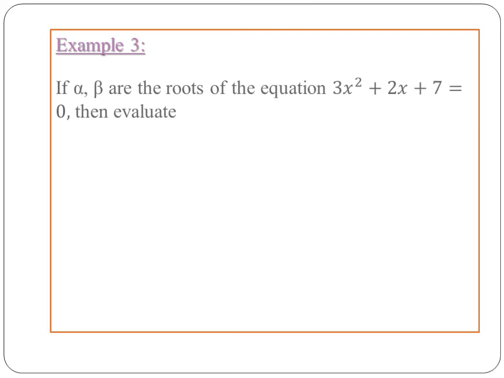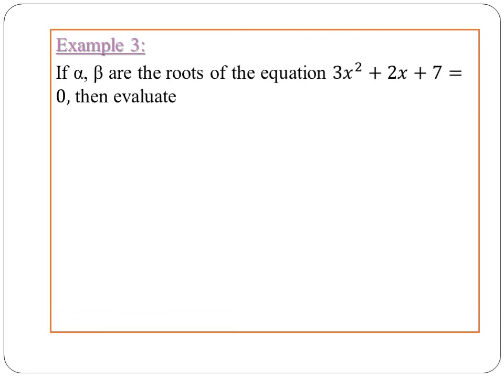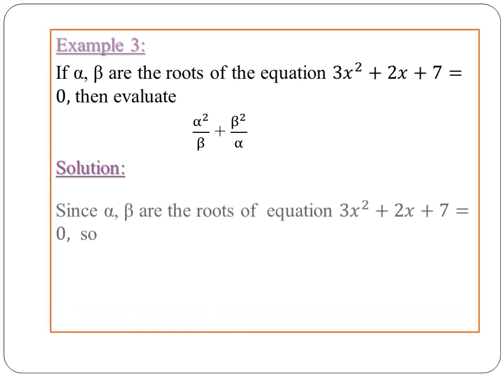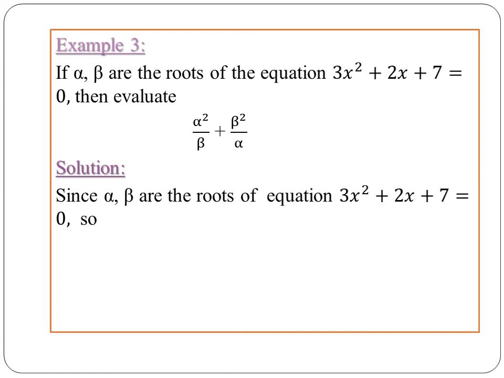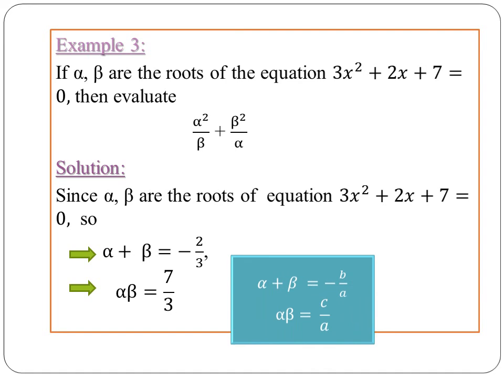Let us discuss example number 3, which is: if alpha, beta are the roots of the equation 3x square plus 2x plus 7 equals 0, then evaluate alpha square by beta plus beta square by alpha. Moving on to the solution, we have to find the sum and the product of the roots. Here a equals 3, b equals 2 and c equals 7. So alpha plus beta equals minus 2 by 3, while alpha beta, which is the product of the roots, equals 7 by 3. And we have applied the same formula for the sum and product of the roots.